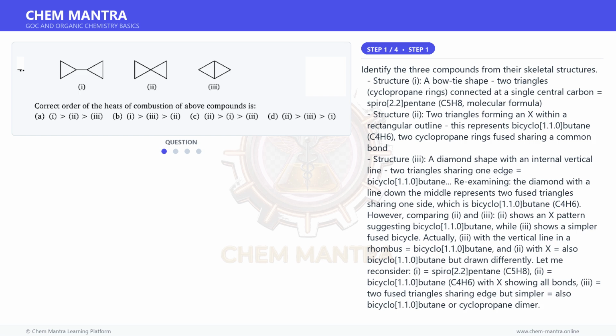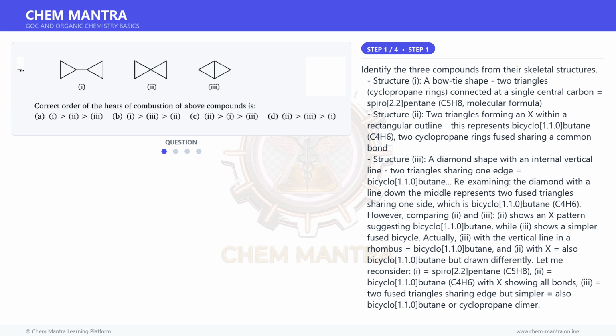Structure 1: a bow-tie shape, two triangles, cyclopropane rings, connected at a single central carbon is equal to spiro[2.2]pentane, C5H8, molecular formula. Structure 2: two triangles forming an X within a rectangular outline. This represents bicyclo[1.1.0]butane, C4H6, two cyclopropane rings fused sharing a common bond.